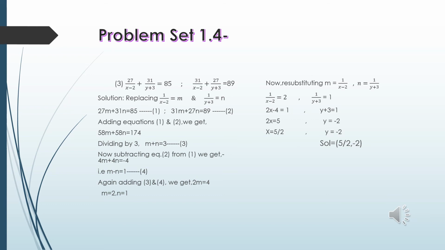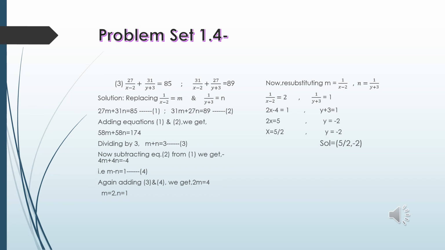Similarly, on subtracting equation 2 from 1, we get 27m minus 31m is equal to minus 4m, 31n minus 27n is equal to 4n, 85 minus 89 is equal to minus 4, and the new equation becomes minus 4m plus 4n is equal to minus 4. Then divide this equation by minus 4. We get m minus n is equal to 1. Call this equation 4.